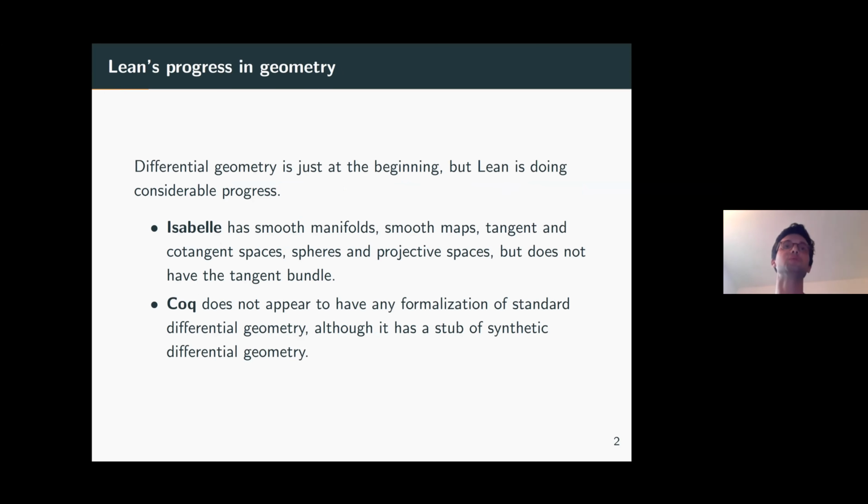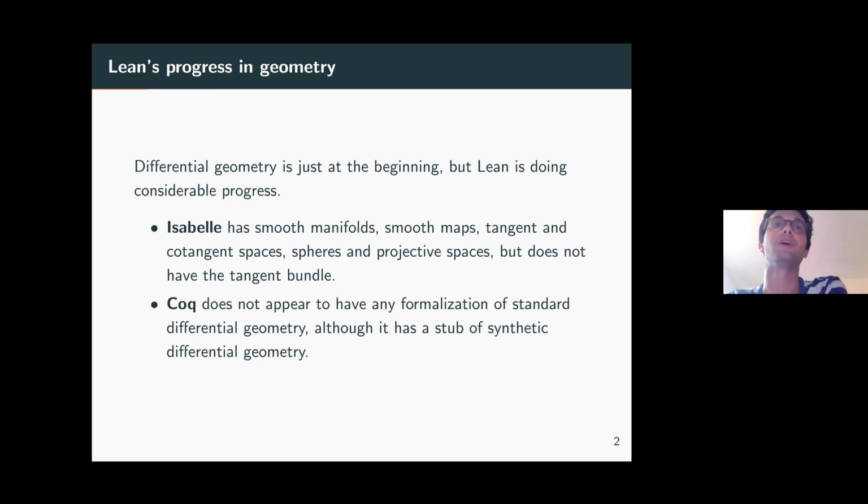So just to have a look at how proof systems are doing with geometry. My impression is that most proof systems are at the beginning with differential geometry. I don't know about any proof system which has advanced material. Lean is also at the beginning, but it starts to have some solid grounding, some base concepts which are formalized in a solid way. And as far as I'm aware, it is one of the proof systems which is making the most progress in differential geometry.